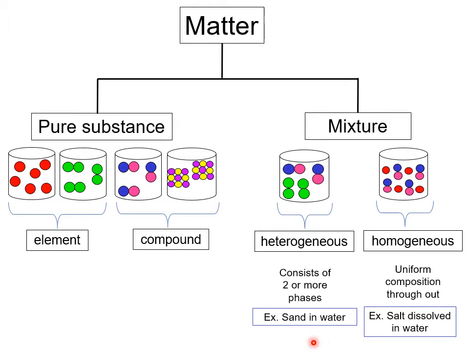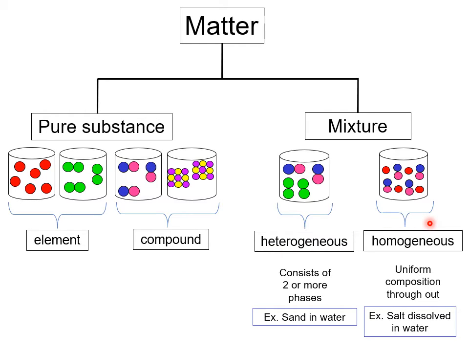They contain two phases. An example of a heterogeneous mixture is sand and water. The sand settles to the bottom while the water stays on top. And you know that the prefix hetero means different, and so that's referring to the different composition.